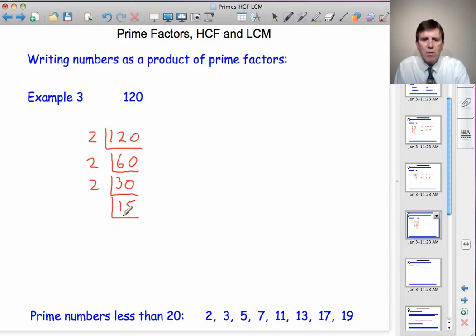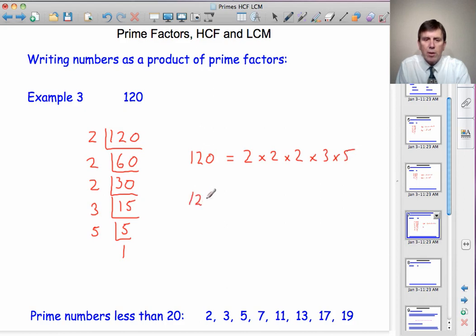Can I divide by 3? Well, 5 add 1 is 6, and that's divisible by 3. So yes, 3 goes into 15. It goes in 5 times. Well, 3 doesn't go into 5, but I can move on to the next prime number, which is 5 itself. 5 goes into 5 once. So I can now write 120 is equal to 2 times 2 times 2 times 3 times 5.